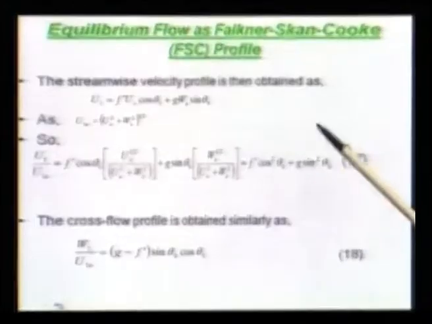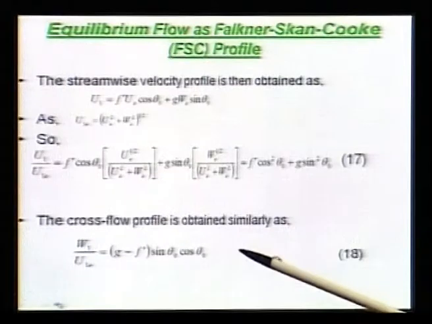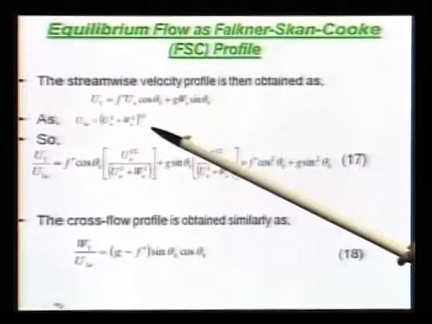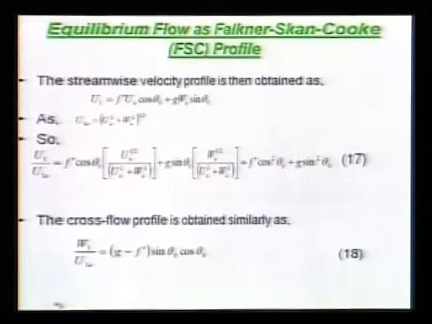So, you can realize that we will solve those two ODEs. So, we will get f and g distribution, and from that information plus UE and WE information, we will have the expression for theta naught and we will get this.